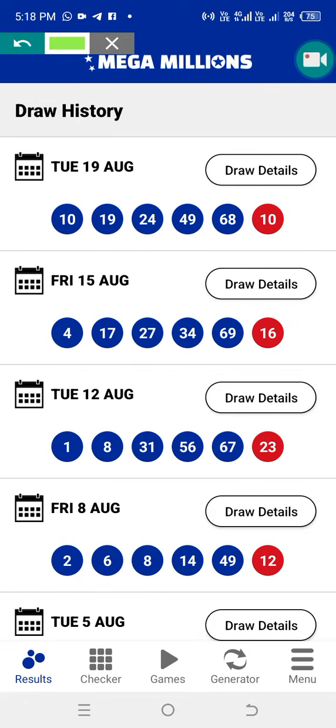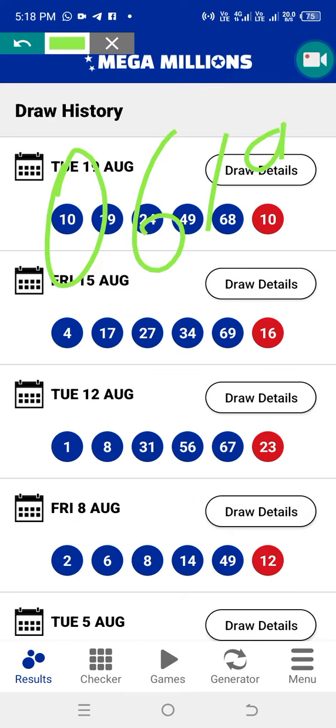Right, so I hope we can boom big the way we did with the other lotteries.